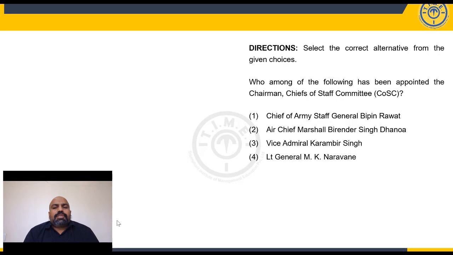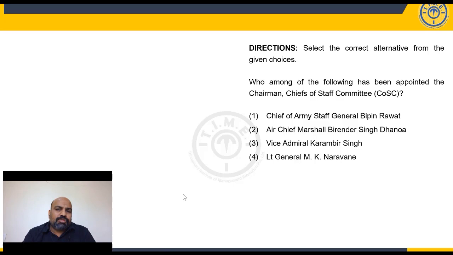In choice 3, Vice Admiral is mentioned. No, it should be Admiral. Chief of Indian Navy, Karambir Singh. Then choice 4, Lieutenant General is incorrect. It's the Chief of Indian Army, it should be General, Manoj Mukund Naravane. So the Chief of Defence Staff is Bipin Rawat, then Air Chief Marshal Rakesh Kumar Bhadauria, Admiral Karambir Singh, and Chief of Indian Army Manoj Mukund Naravane.